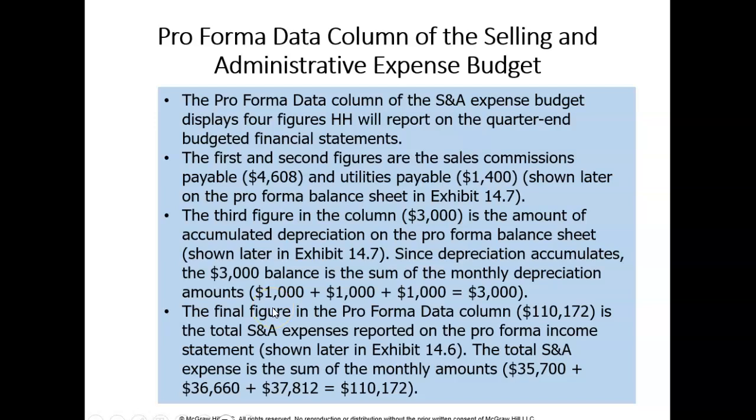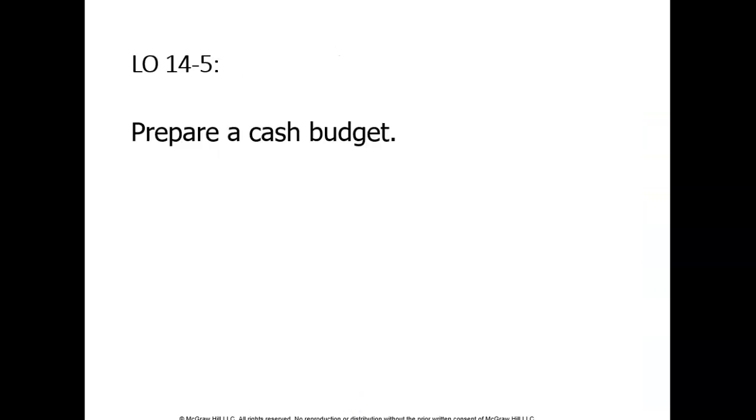Okay. Then the projected selling and admin expenses will be shown on the pro forma income statement. This is showing the total sum of all our admin and selling expenses for the 3 months. That total is $110,172.